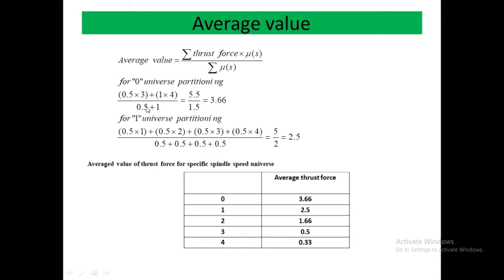Here it is divided by the sum of mu of s. Here what happens? In the third there is 0.5, in the fourth term there is 1. So 0.5 plus 1. I calculate these values and I finally get 3.66.